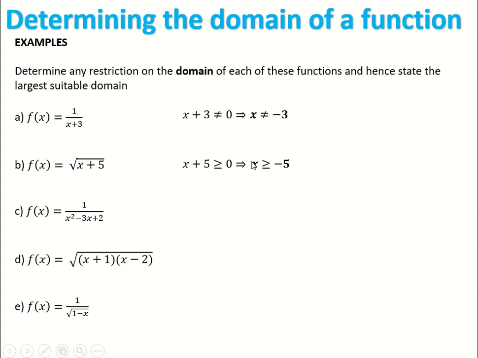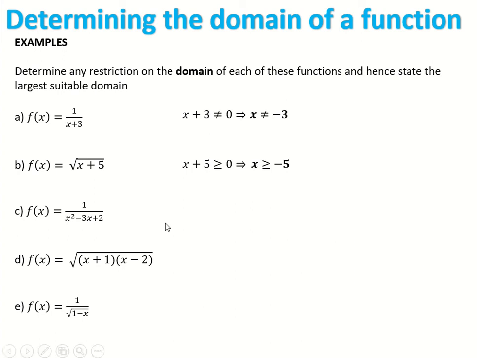Anything where x is not greater than or equal to minus 5, in other words, if x was less than minus 5, this wouldn't work. And again, you can check that for yourselves. If x was minus 6, this would be minus 6 plus 5, which is minus 1. We can't find the square root of minus 1. Until Advanced Higher, you can't find the square root of minus 1 anyway. So that's our domain. X has to be greater than or equal to minus 5.